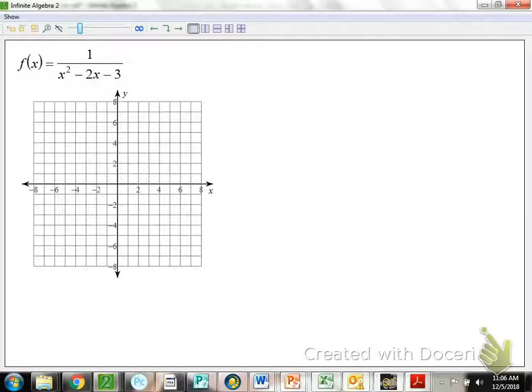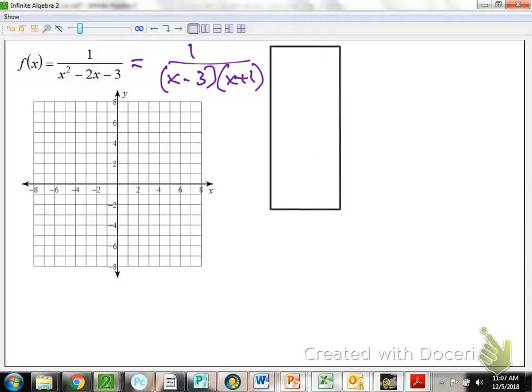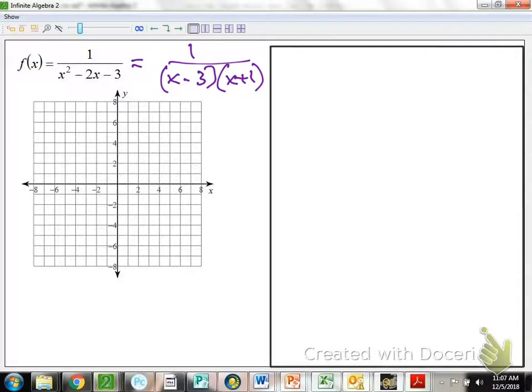This one's a little different, right? What's different about this one? The numerator is a constant, right? The denominator can be factored as x minus 3 times x plus 1, I believe. Now this is the first one that we've seen like this.